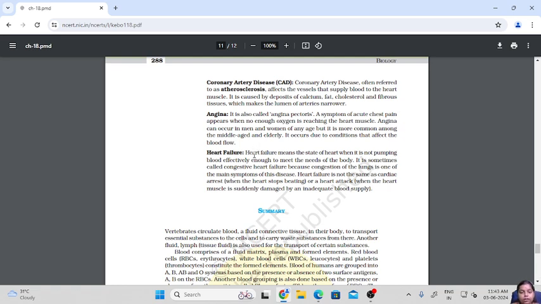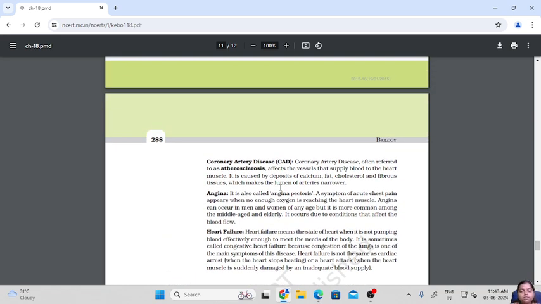Then heart failure. Heart failure means the state of the heart when it is not pumping blood effectively enough to meet the needs of the body. It is sometimes called congestive heart failure because congestion of the lungs is one of the main symptoms of this disease. Heart failure is not the same as cardiac arrest. So what is cardiac arrest? That is when the heart stops completely, it stops beating. Or a heart attack, when the heart muscle is suddenly damaged by an inadequate blood supply. So with this we are ending this chapter.